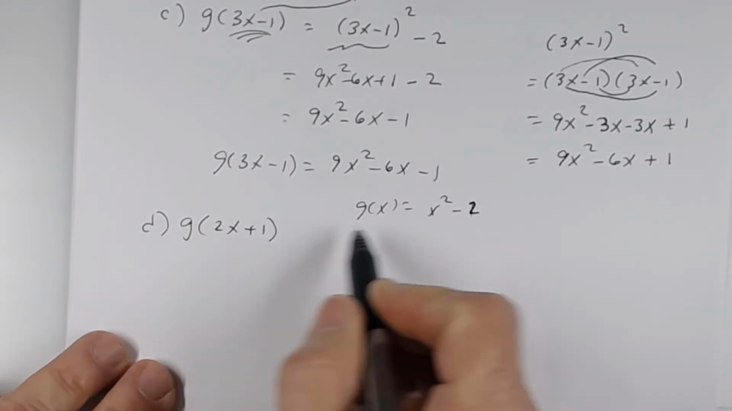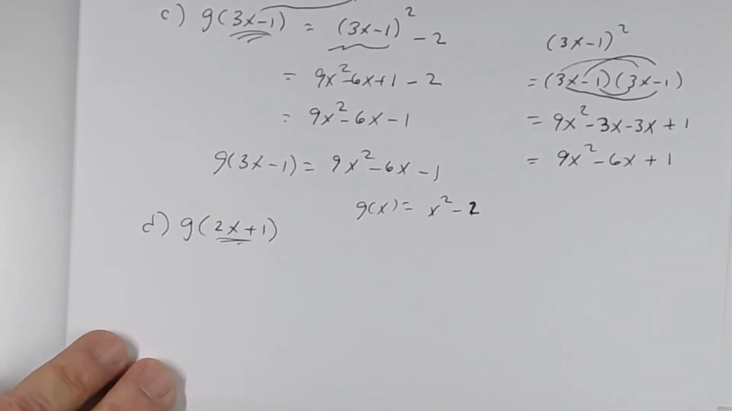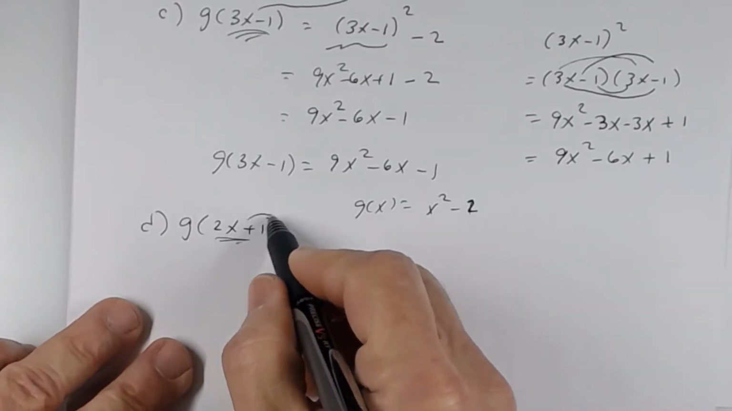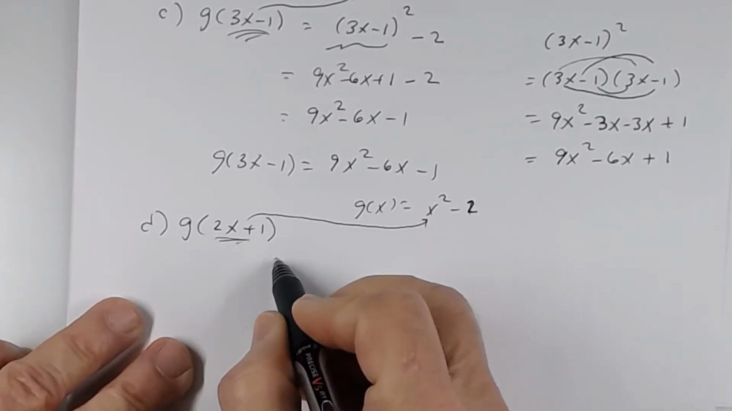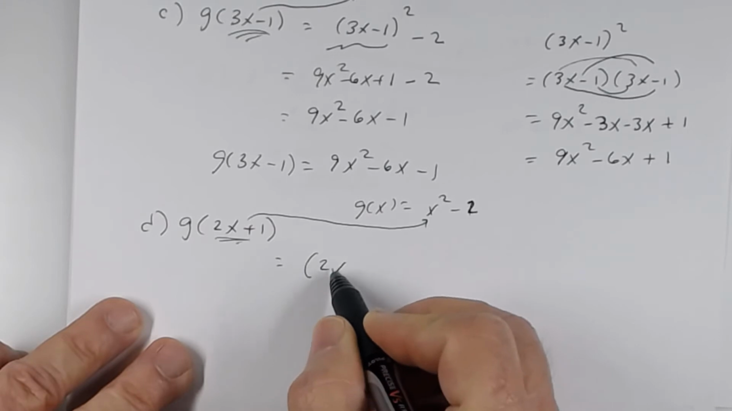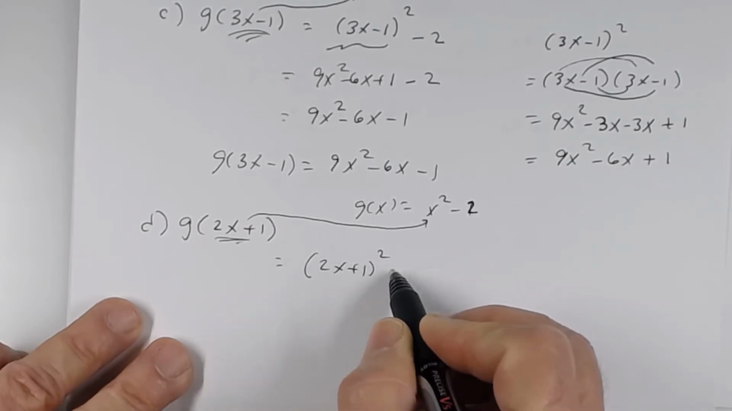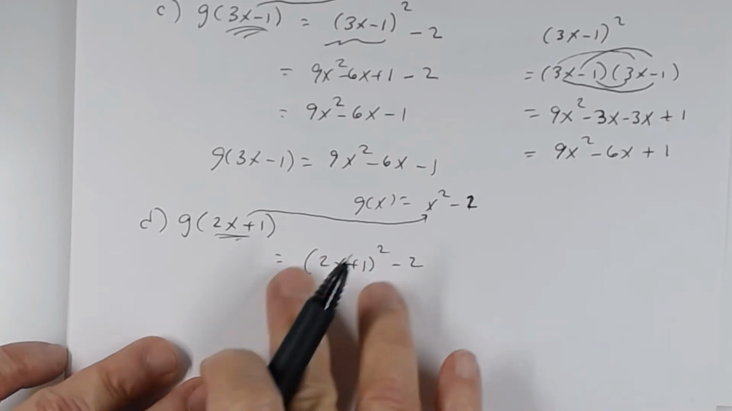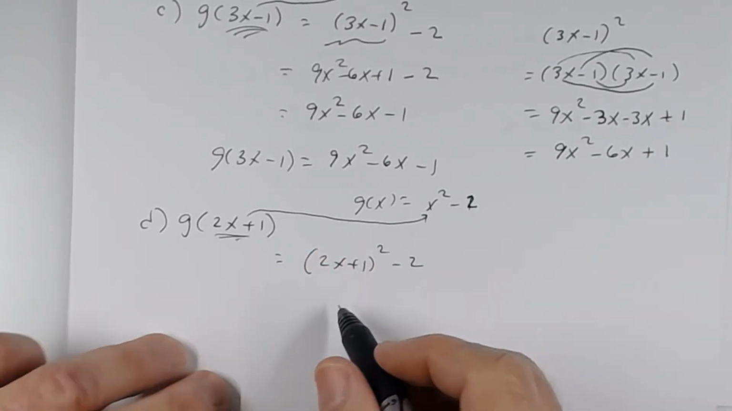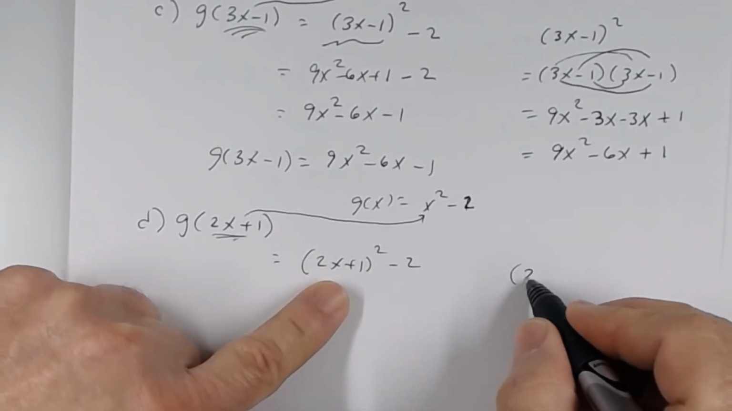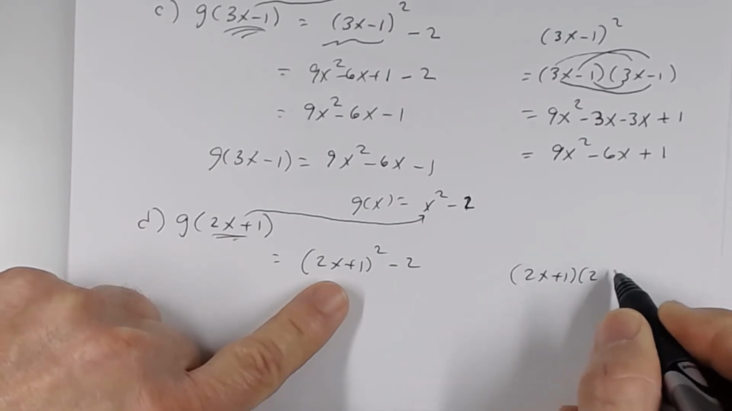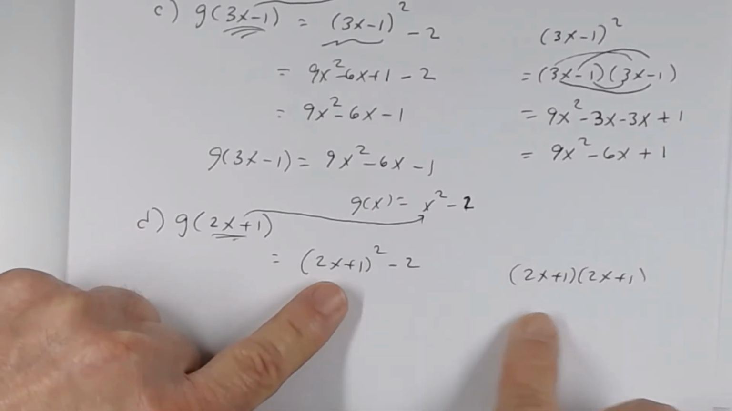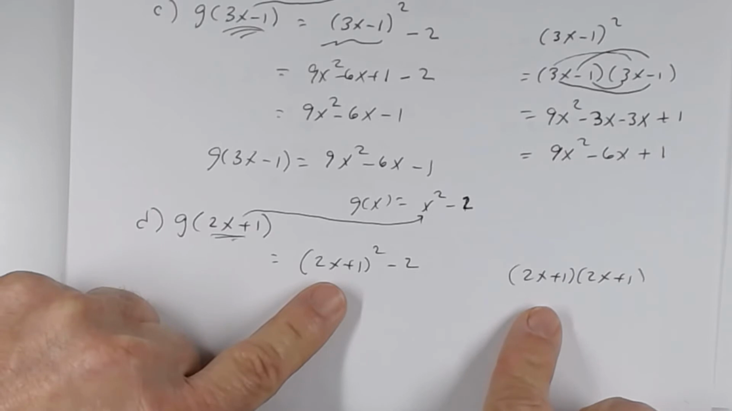So where we see the variable x, I substitute 2x plus 1, right? So I'm going to get, in parentheses, 2x plus 1 squared minus 2. Do you all agree? So let's go off to the side and deal with this part here. So 2x plus 1 squared means 2x plus 1 times itself. So I have to multiply this out. Well, that's two binomials, so I can use the FOIL method.